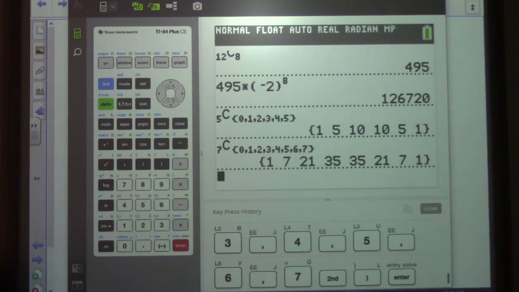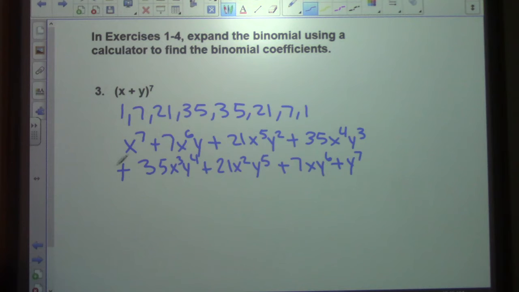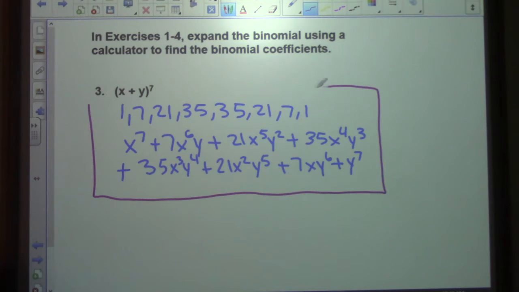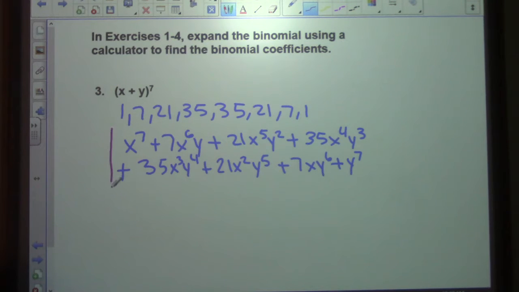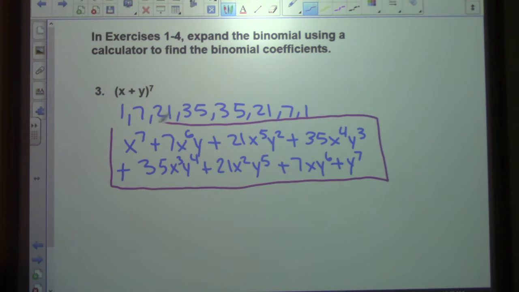Okay, so there you have it. So this is a correct answer? Yeah. Or let's do it this way. Okay?